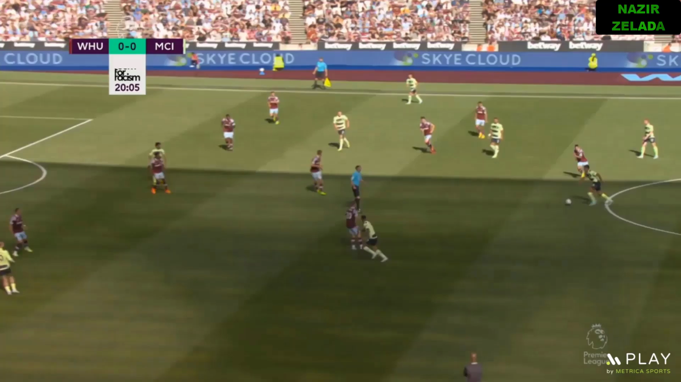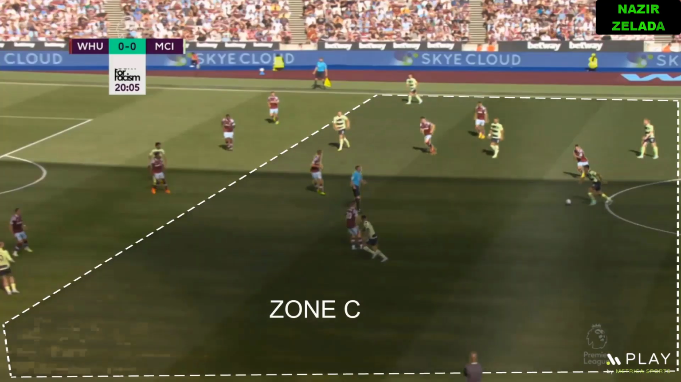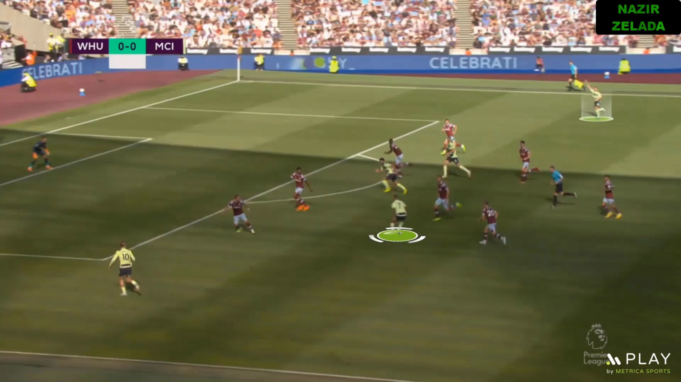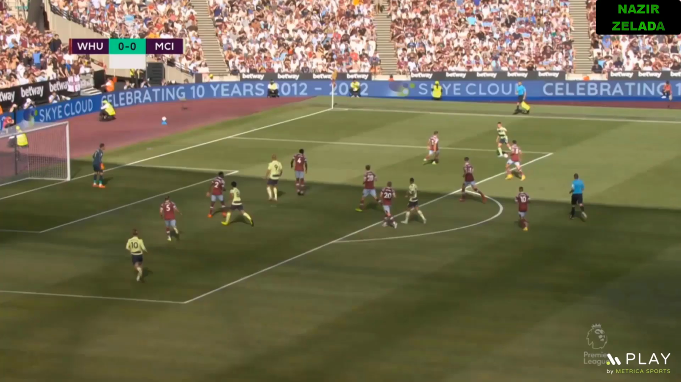When they were in Zone C, the players that came from behind, such as Cancelo and Walker, were in charge of exploiting the spaces in Zone C and D. Nevertheless, Man City made many unnecessary crosses to Erling Haaland.